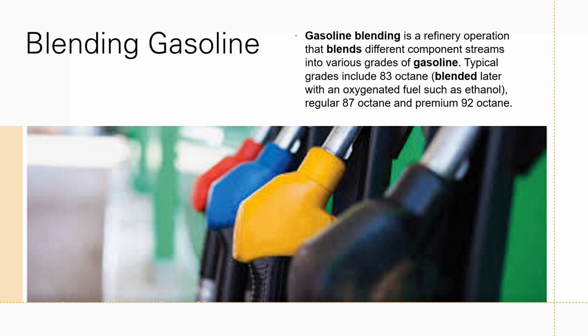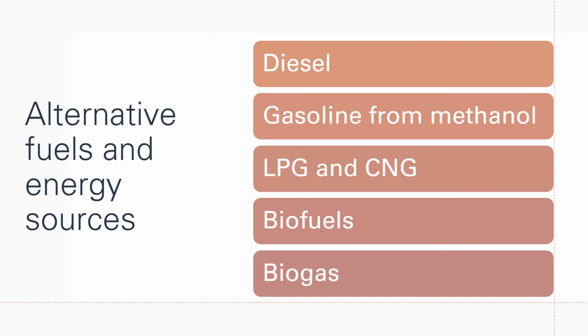Blending gasoline. Gasoline blending is a refinery operation that blends different component streams into various grades of gasoline. Typical grades include 83 octane, blended rather with an oxygenated fuel such as ethanol, regular 87 octane, and premium 92 octane. Alternative fuels and energy sources: diesel, gasoline from methanol, LPG and CNG, biofuels, and biogas.